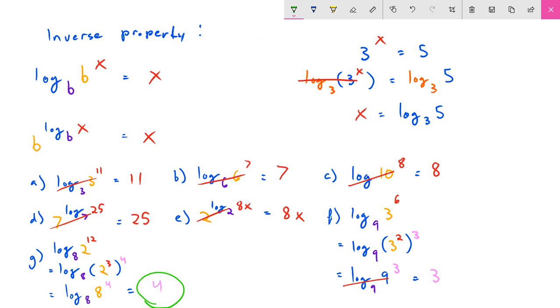And that is how you can use the inverse property. So write this one down, and then we'll go on to the next property.